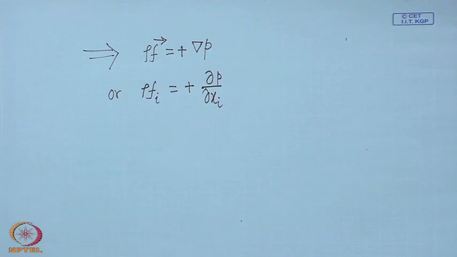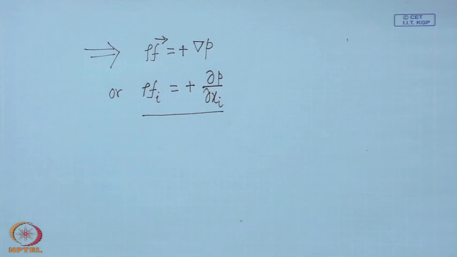In that case, this is actually representing 3 small differential equations. For each i equal to 1, 2, 3, it represents 3 small differential equations, dp dx 1 equal to rho f 1 and so on. And you can choose your axis system, particularly when the body force is simply gravitational force, and you know it is only in one direction. So, you can align your axis along with that. So, only one equation will have a non-zero right hand side, the other 2 equations will have 0 right hand side.